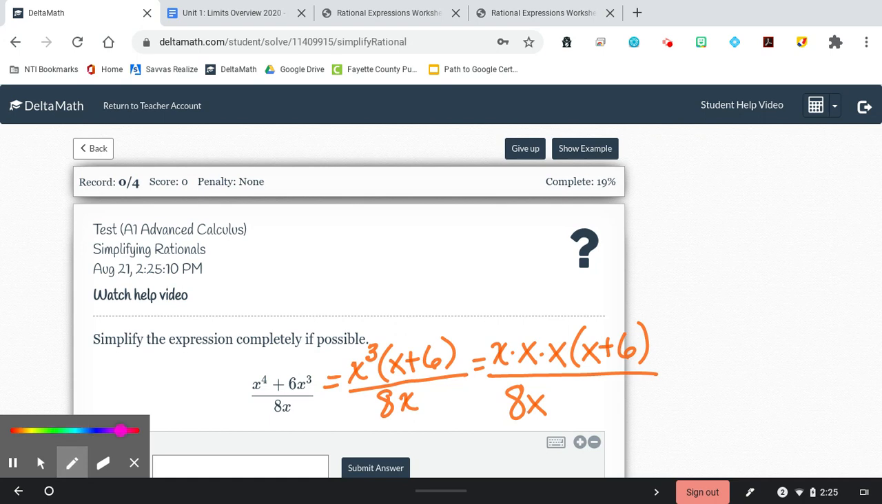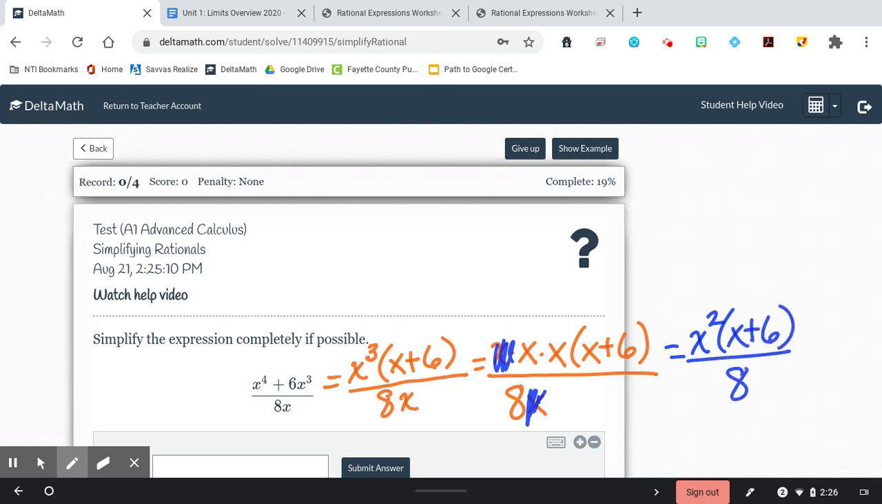And then I can divide out any common factors. That 8 is being multiplied by the x. It's not being added, it's just being multiplied. So I can divide this x out with any of those x's. So it looks like it'll simplify to be x squared times x plus 6 over 8.